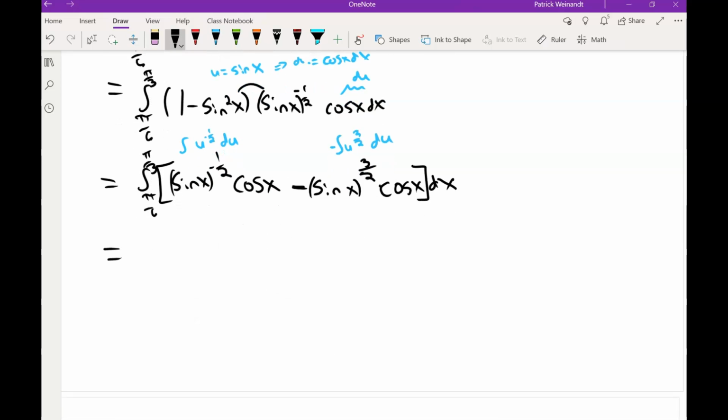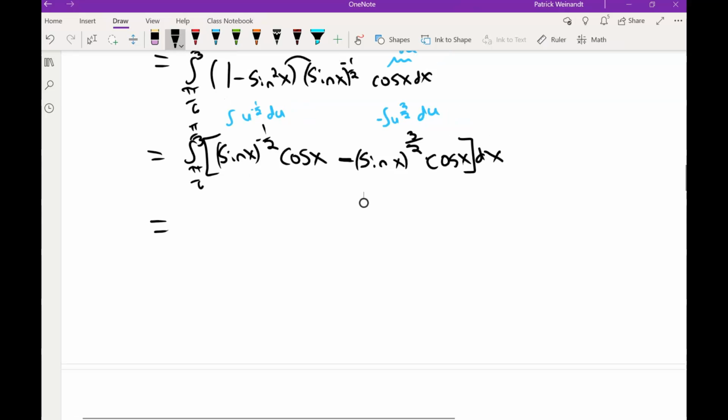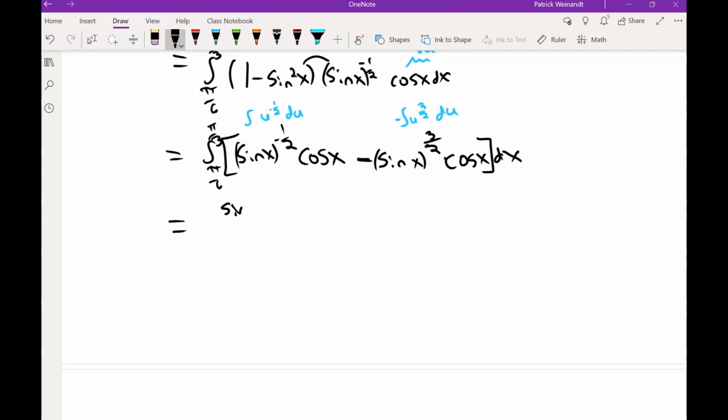So we're going to do the antiderivative of sine of x to the negative 1/2 cosine of x. Well, that's like doing u to the negative 1/2 times du. So we just add 1 to that exponent. Well, negative 1/2 plus 1, that's just going to be u to the 1/2 divided by 1/2. And remember, our u is sine of x. So this is just like sine of x to the 1/2. Add 1 to that power up here, and then divide by 1/2.